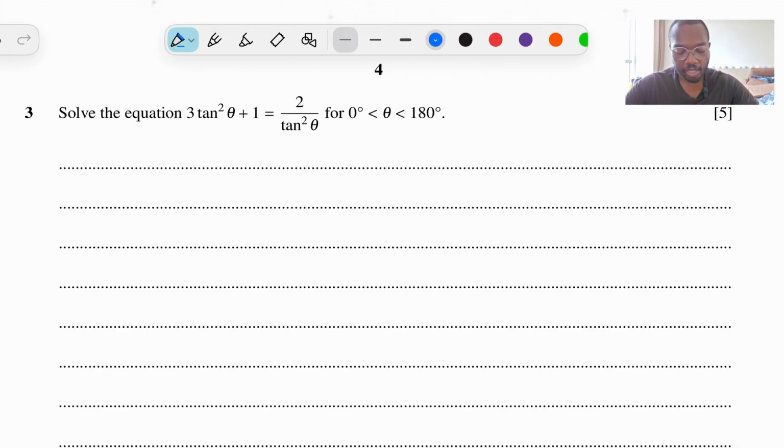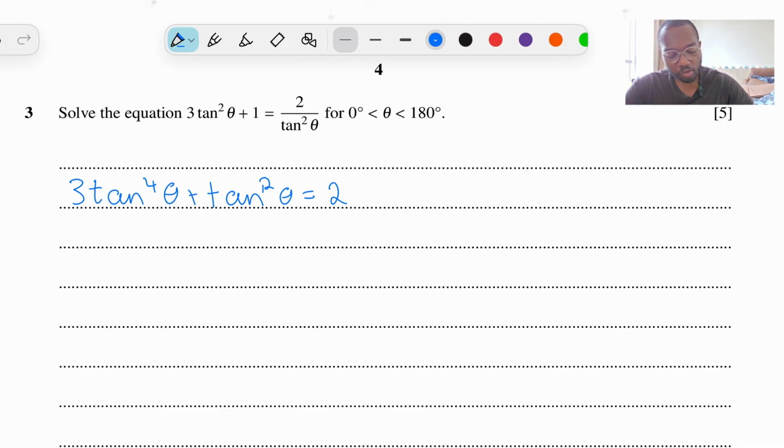So for question 3, we need to solve the equation 3 tan squared theta plus 1 is equal to 2 over tan squared theta, when theta is between 0 and 180. So what I'm going to do first is multiply everything by tan squared theta. So if I do that, I get 3 tan to the 4 theta plus tan squared theta, and that is equal to 2, okay?